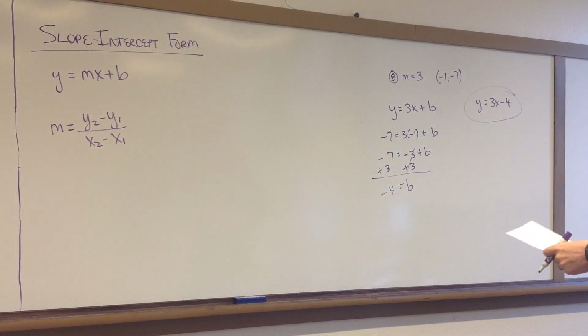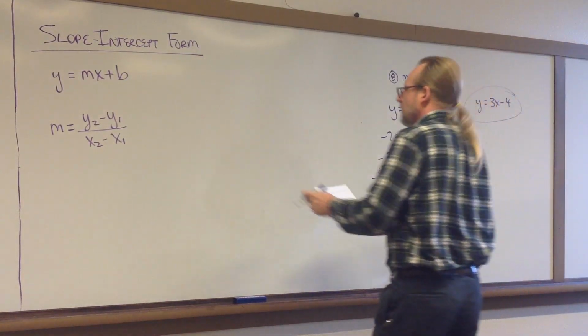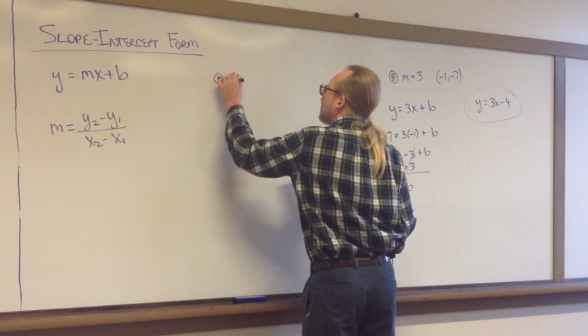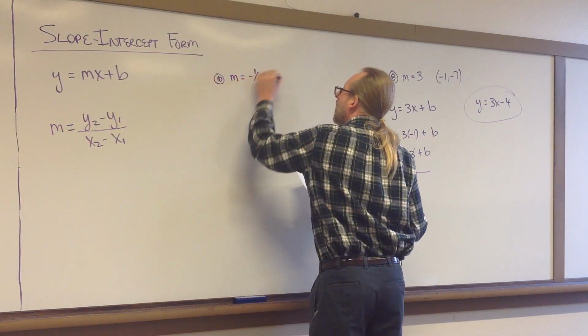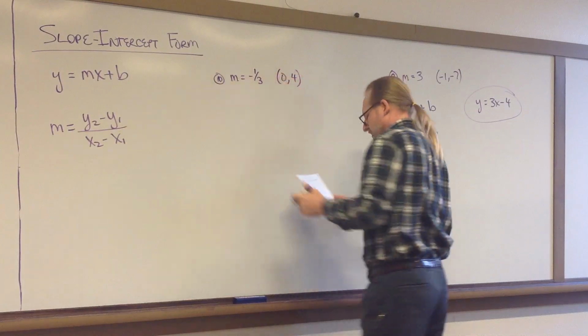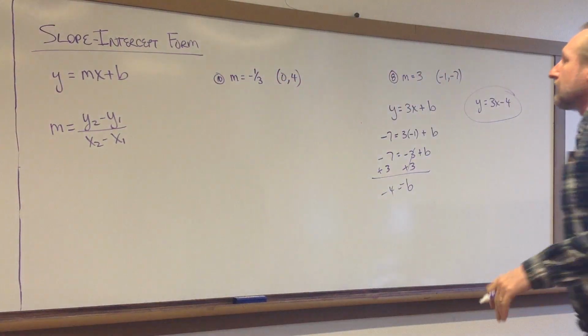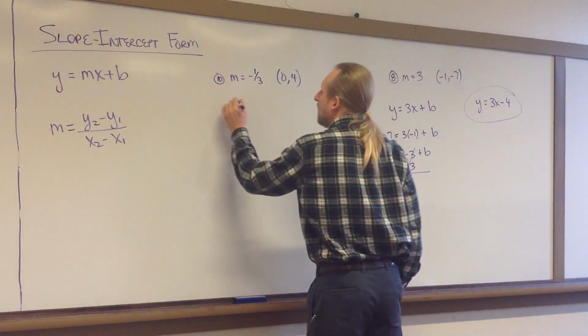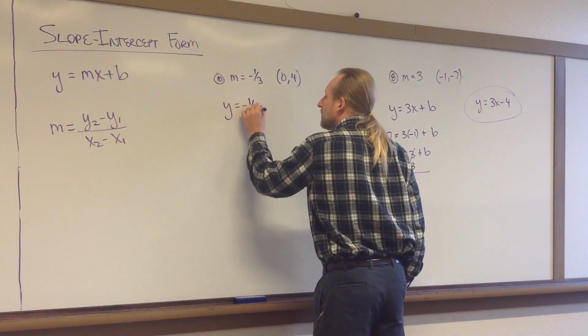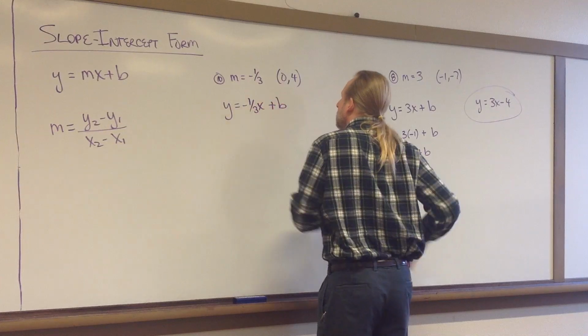Let's see here. Problem 10. -1/3. Passing through the point 0, 4. Okay. Now, here's the thing. I'll go ahead and write this down. Y equals -1/3 x plus b.